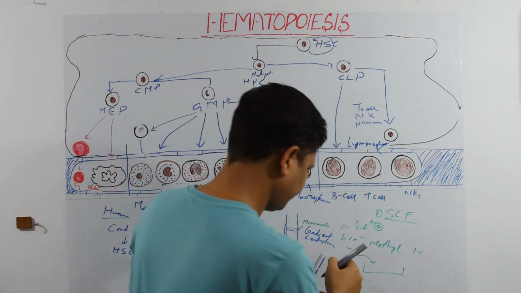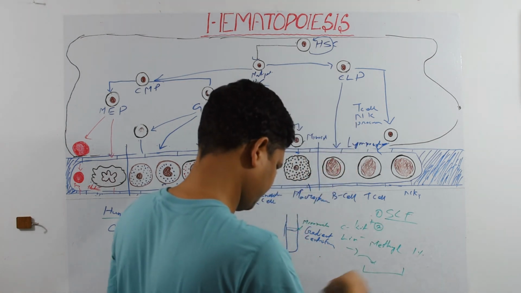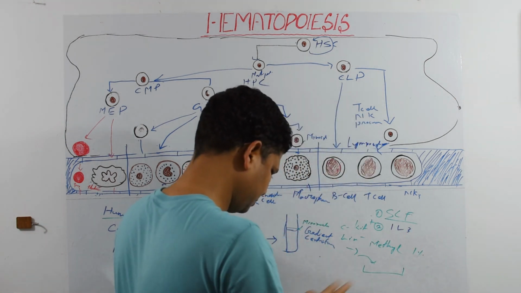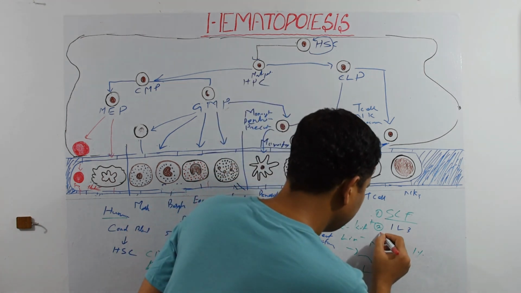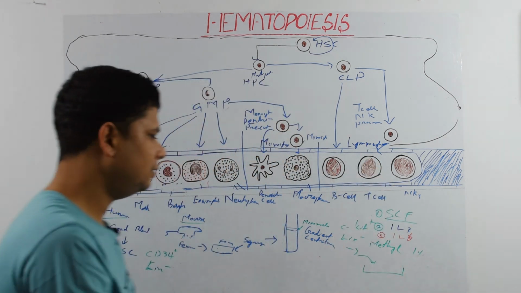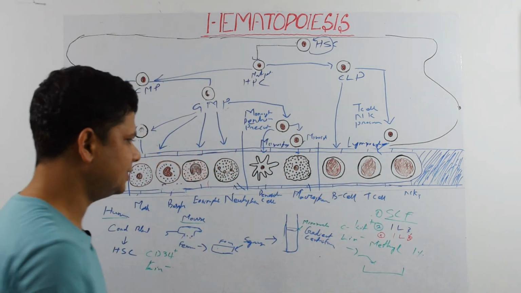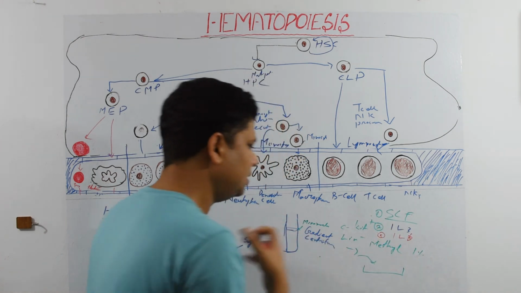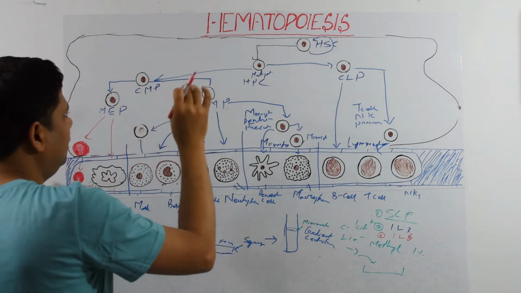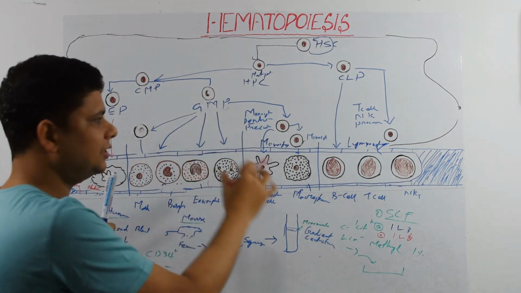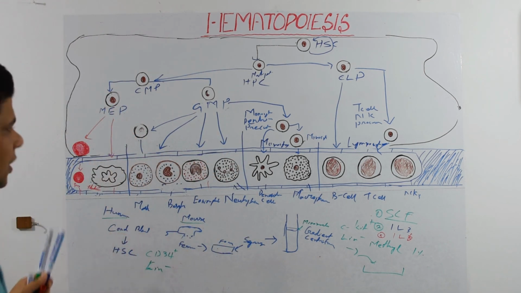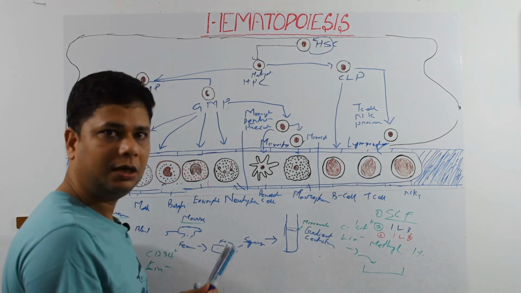second, IL-3, and third, IL-6. These three are very important for maintenance of stem cells. And apart from this, if you need to make some particular colonies like granulocyte macrophage colonies or erythrocyte colonies, we need to supplement other cytokines.